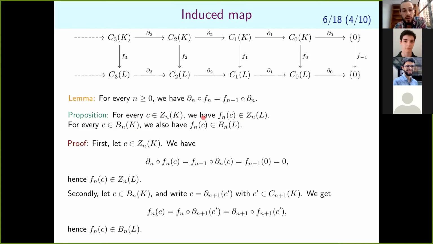So let C denote a cycle of dimension n in K. I will compute this term. I want to show that the boundary of the image is zero, right? The boundary of the image is the image of the boundary. Okay, here I used this lemma. But the boundary of C is zero, because we took a C in the cycles. So by definition, its boundary is zero. So here I have the image of zero, but F is a linear map, and so the image of zero is zero, okay? This proves that Fn of C is a cycle.